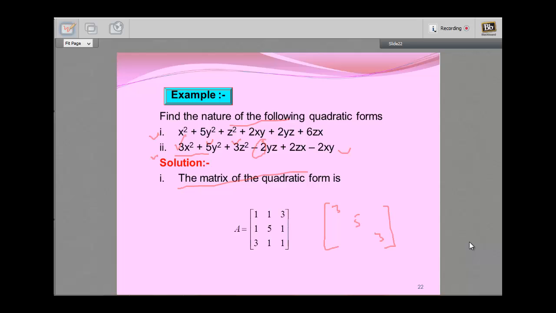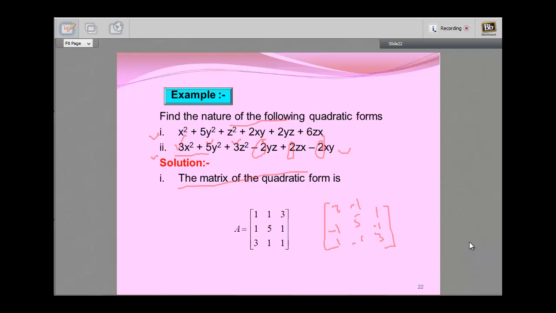After that, this is minus 2, so we will write minus 1 and minus 1 here. And here this is 2, so I will write 1 and 1. Here it is minus 2, so I will write 1 and minus 1 and minus 1. So in this way we will write the matrix.